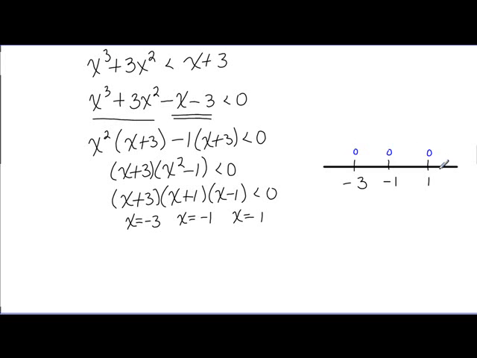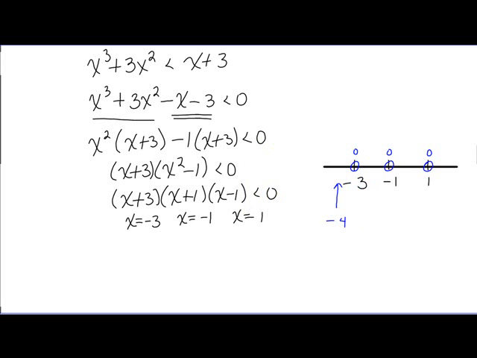Now I look at the inequality symbol, and that tells me that we are not going to be including any points that make the inequality equal to 0. We're only looking for things that make the inequality less than 0. So I'm going to put an open endpoint, an open circle, on each of my split points to begin with. Next, pick a test point from each little section. So the test point that I would pick for values of x less than negative 3, I would probably pick negative 4.